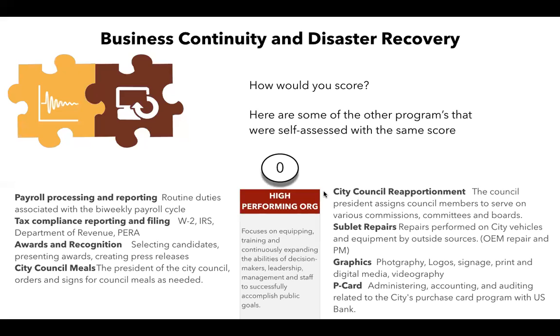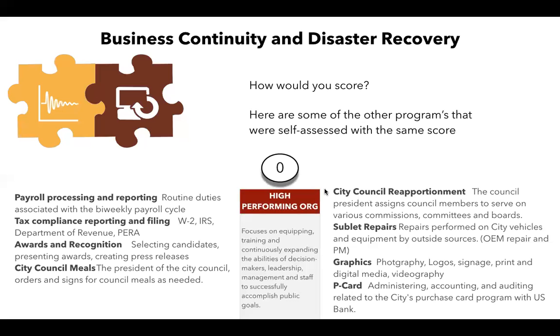Does it make sense that business continuity and disaster recovery scored the same as city council meals, as P-card, as city council reapportionment, as payroll processing and reporting? Just really trying to feel out if it makes sense that all of these services scored a 0 and have the same level of influence on the success of the result area.